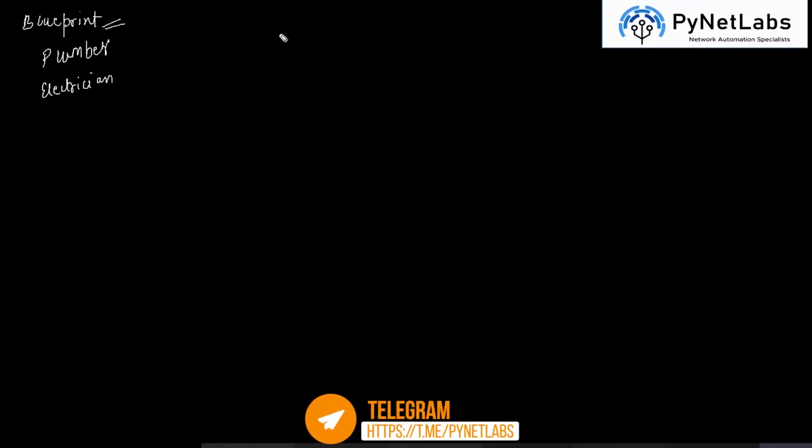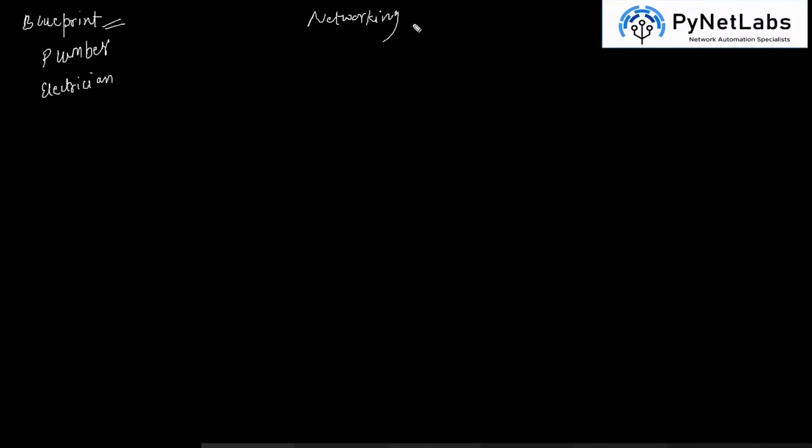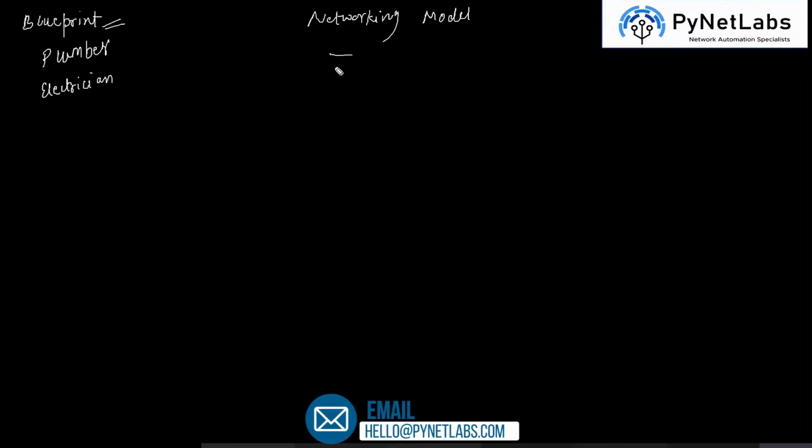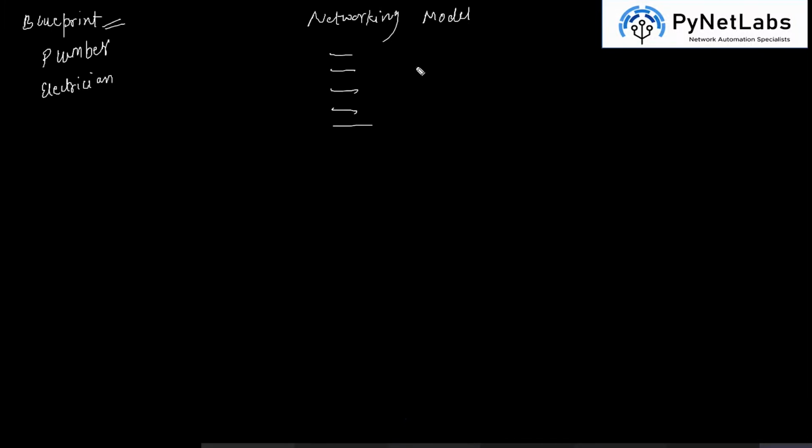Now when we talk about a networking model, just like a blueprint, it has multiple layers. And when we follow the networking model, we can easily identify where exactly we are lacking, or which layer exactly is being used for the communication or for the particular action which is being held between devices. We will be learning more about networking models.